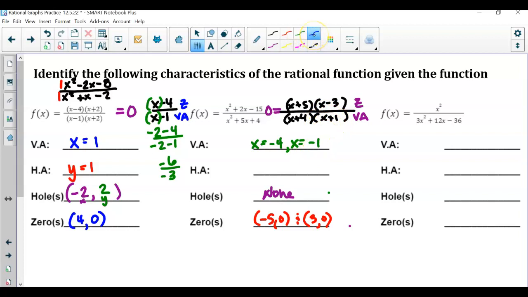Then the horizontal asymptote, y is equal to. Notice how the degree is the same, so take the coefficients, 1 over 1, y is equal to 1. So again, pause the video, try this one, let's see what you get.